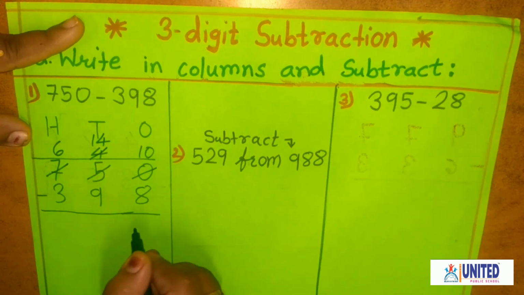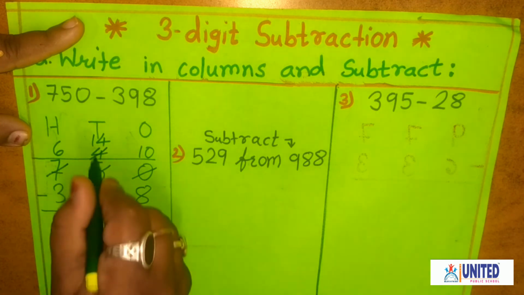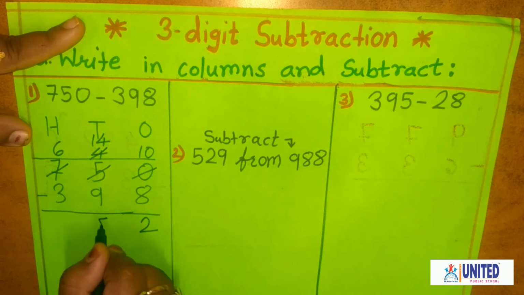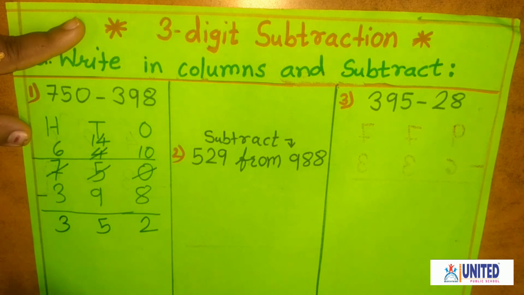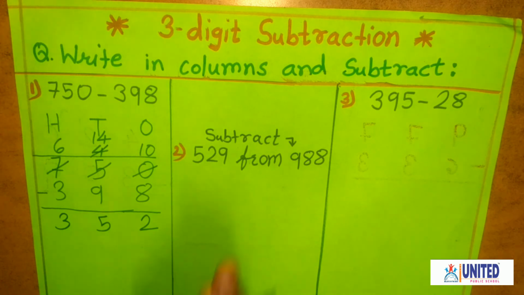10 minus 8 is 2. 14 minus 9 is 5. And 6 minus 3 is 3. So what answer do we get here? 352. Okay. Now subtract 529 from 988.